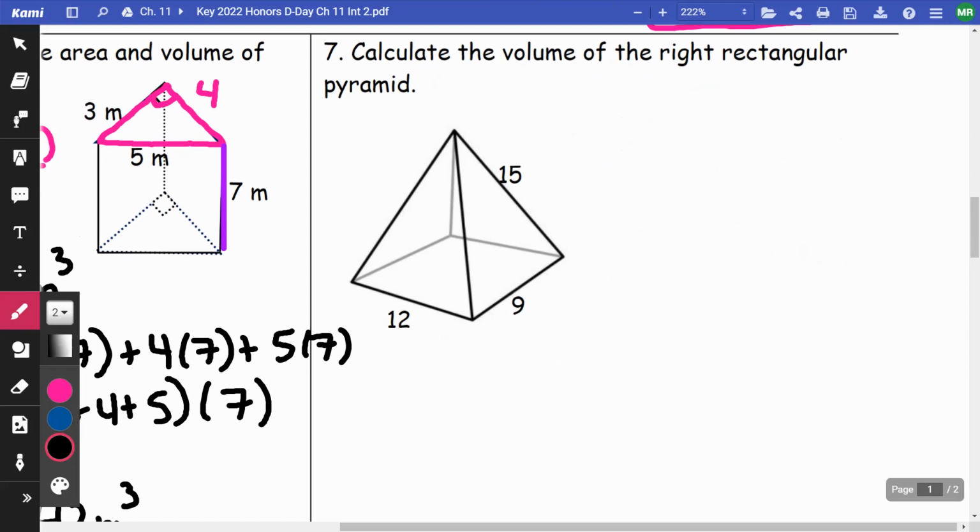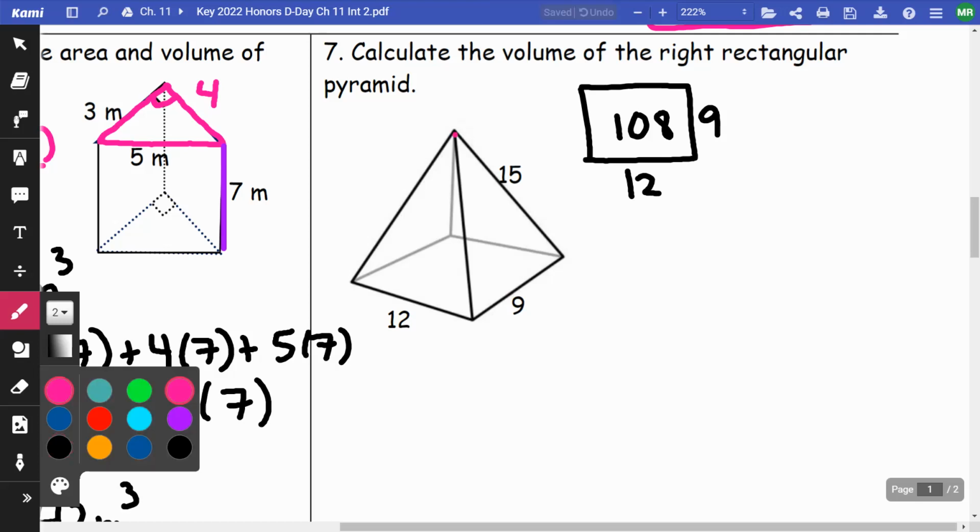So in this situation, let's see, I know that the base is going to be 12 times 9, which is going to be 108. Now I want to find this height to the center of this. And I'm going to draw this to that lateral, or I shouldn't say that, slant height. Or that lateral edge, if you want to think of it as that.